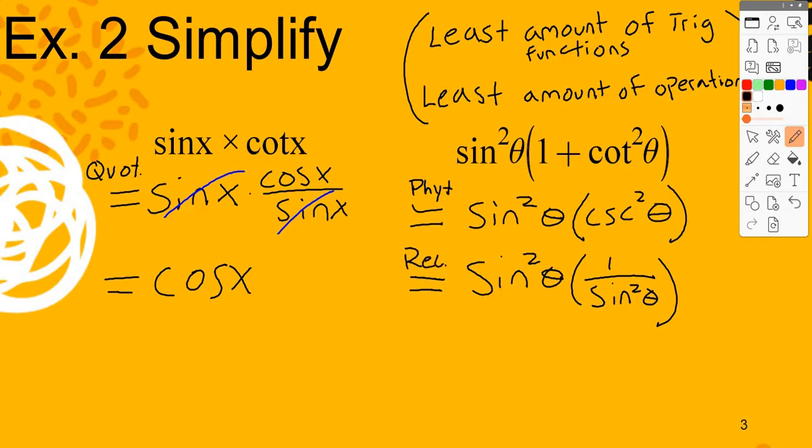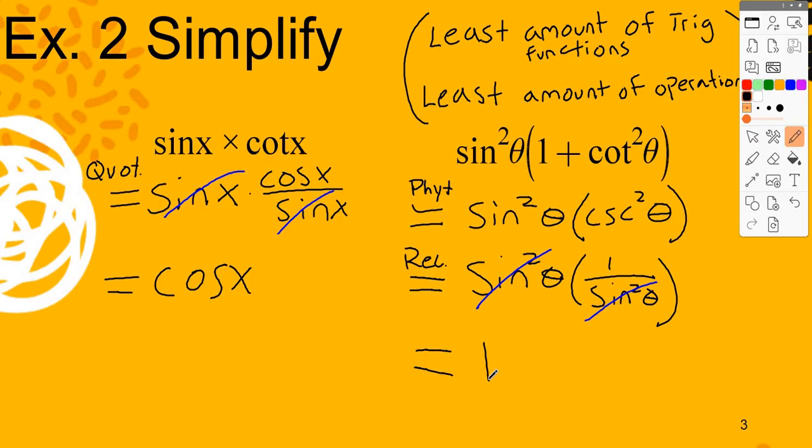So now what happens? The sines cancel out. They reduce. And what are we left with? I think that's as simple as it gets, right?